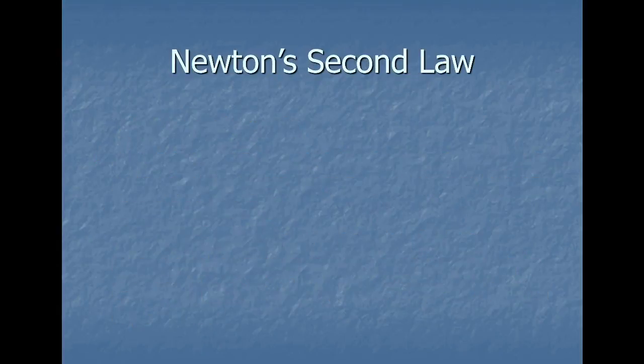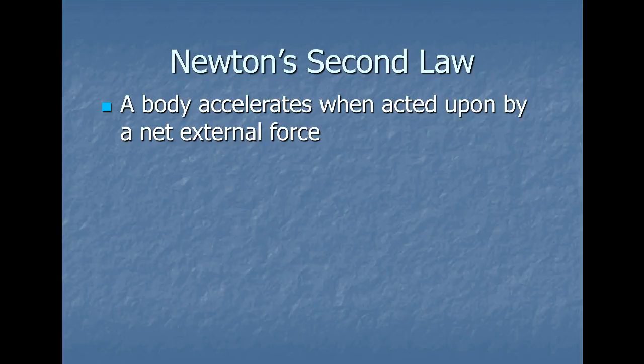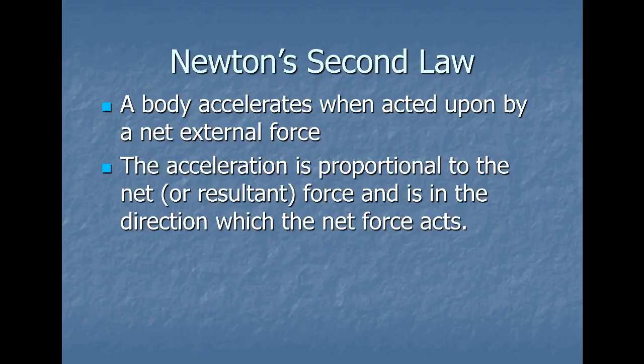Okay, so Newton's second law. Now this was experimental in nature, and Newton determined that a body accelerates when acted upon by a net external force, and that this acceleration is proportional to the net force and is in the direction in which the force acts. So we could say that a is proportional to F as vectors.